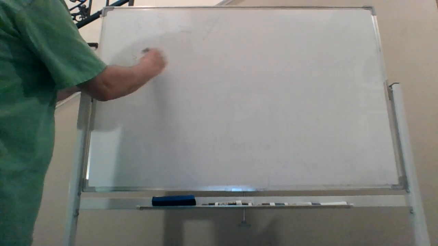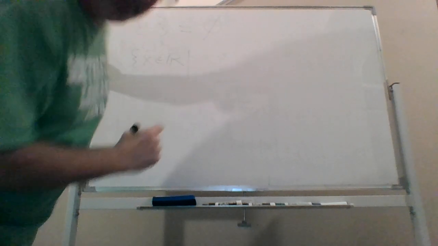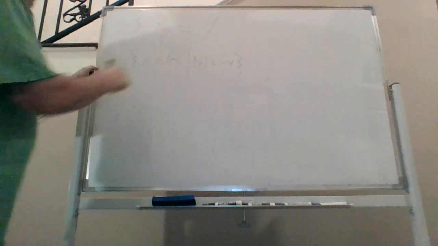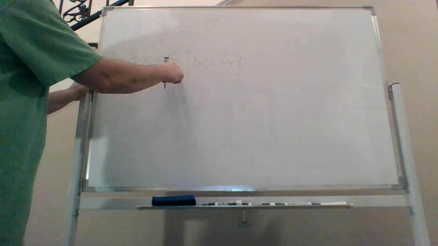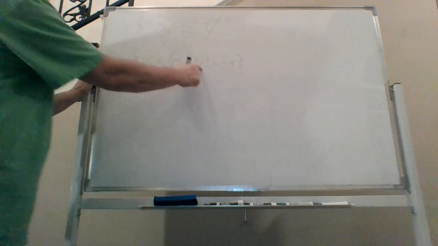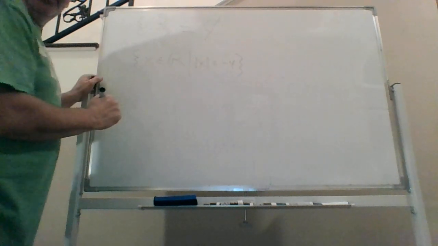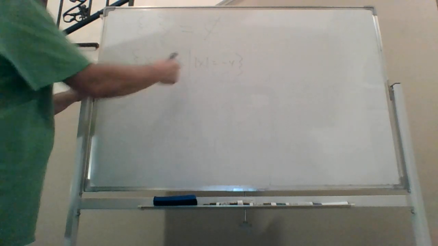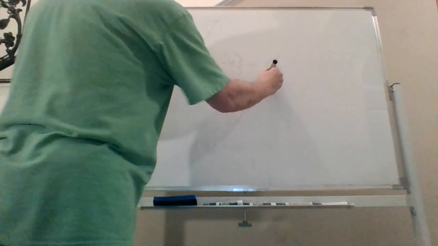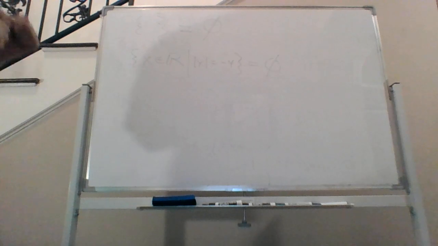Okay, the next example says, consider the following set, X in the real numbers, so all real numbers here, with the property that the absolute value of X is negative 4. So let's think, which real numbers have an absolute value of negative 4? Well, whenever you take the absolute value of a real number, you always get a number that's at least 0. So there is no real number for which the absolute value is negative 4. No real numbers satisfy this property. So this is the same thing as the empty set. That's just a fancy way of saying empty set.